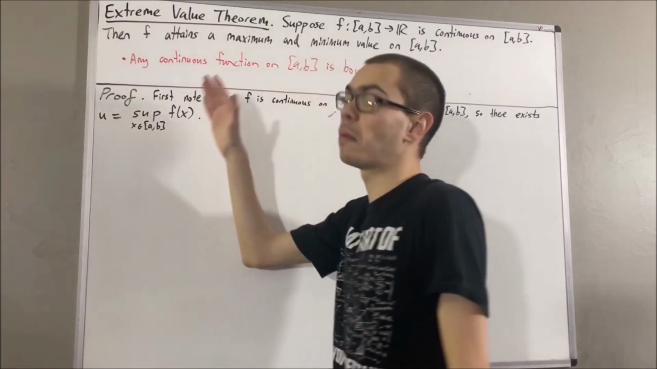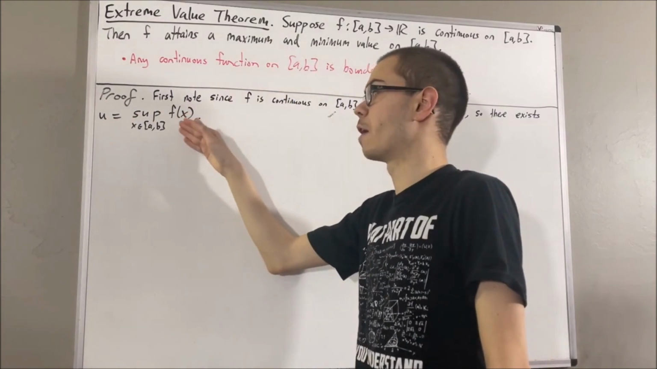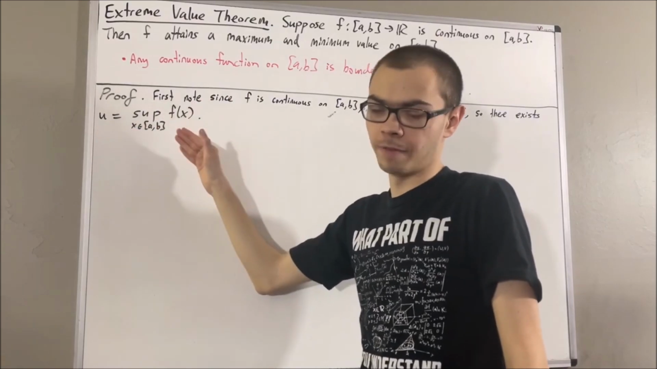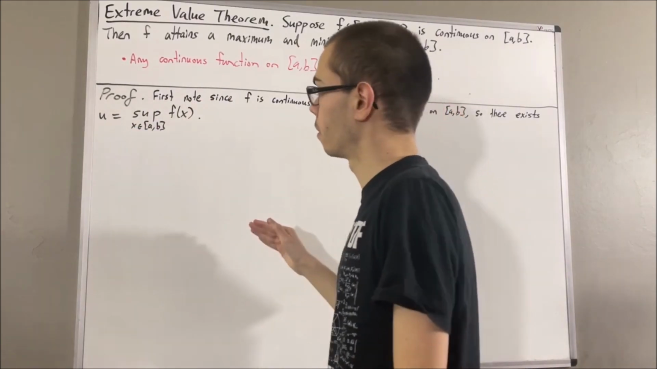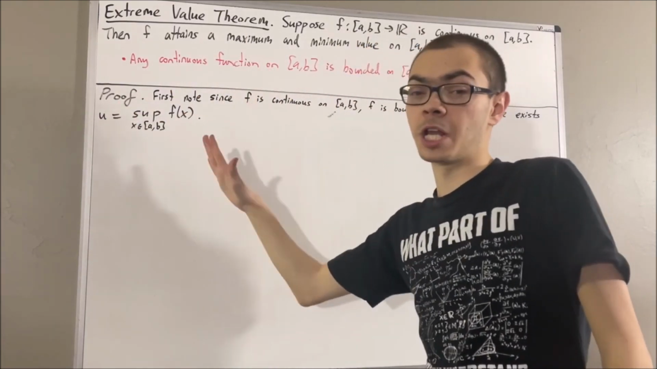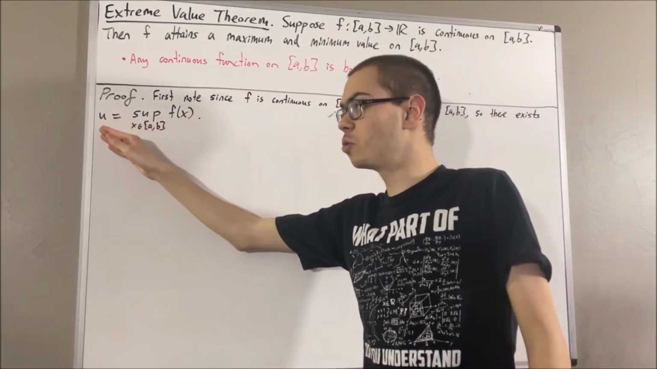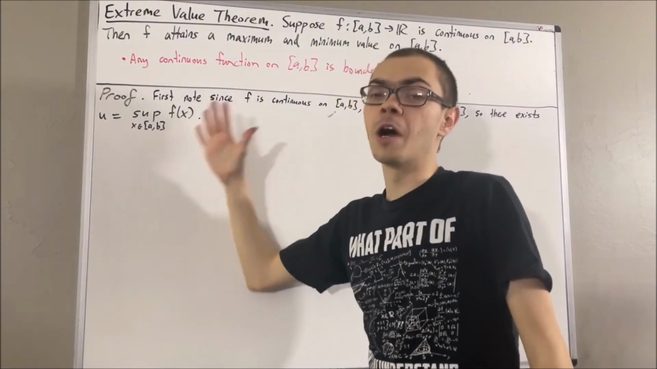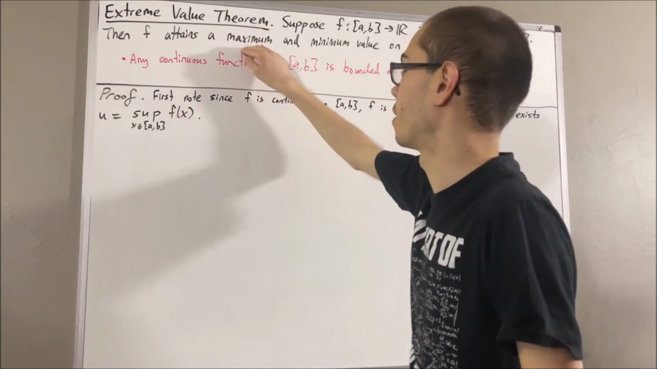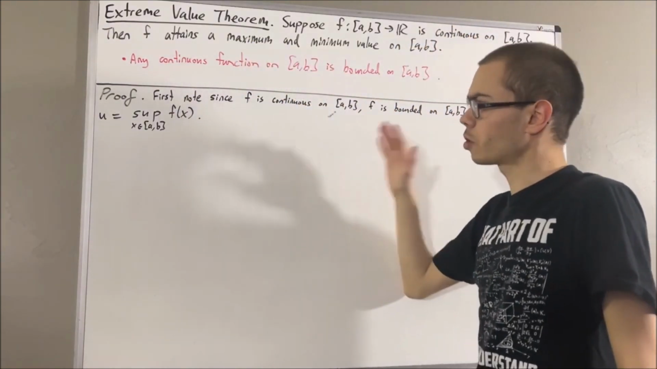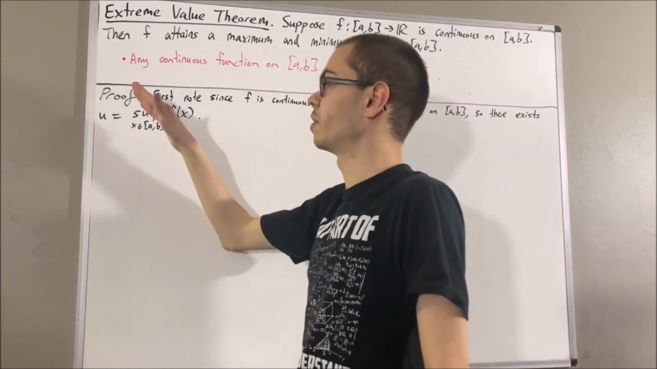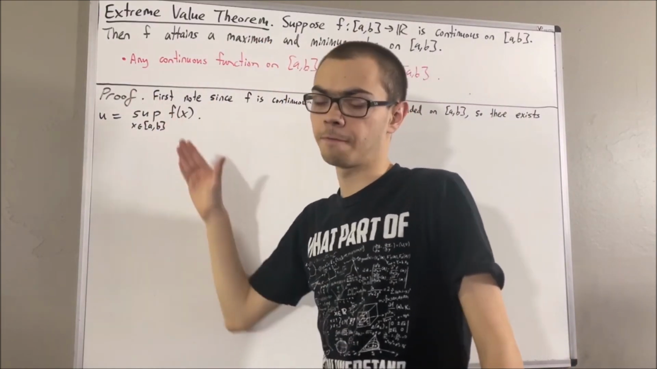Now, u is an upper bound of the output values of f, which means that u is greater than or equal to every output value of the function f. So if we can show that u is itself an output value of the function f, that implies that u is the greatest output value of f. Or in other words, u is the maximum value of f. So that will tell us f has a maximum. So from here, we're going to show that u is an output value of the function f.